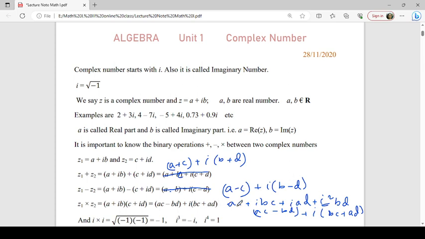When we go on multiplying i, i square is minus 1, i cube is minus i, i to the power 4 is 1, etc.